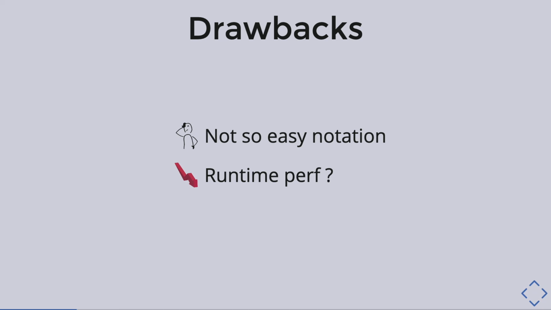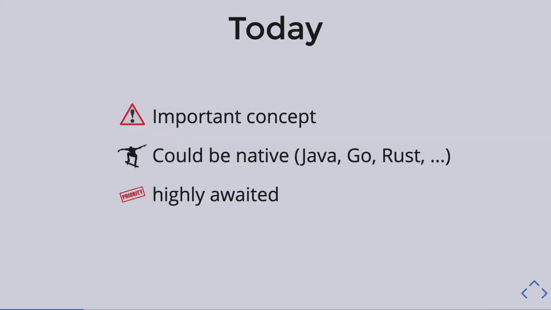But there are also some drawbacks. First of all, it is not a so easy notation, depending again on the language, but we will see that it's kind of the same thing everywhere. And we can ask the question about the performance because it's important, so we will see that. But what we can say is today, generics are a very important concept of any programming language. It's all the time a highly awaited concept in any developer community. And it could be native in several languages, like Java, for example.